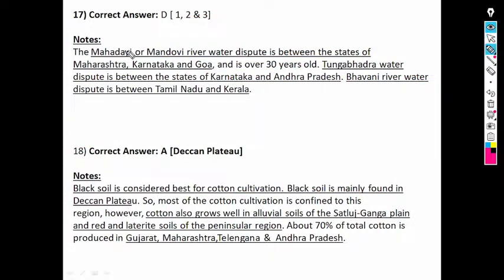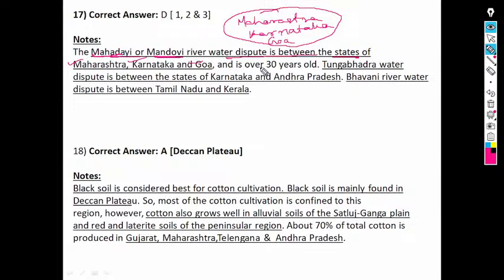Next question. The Mahadai or Mandovi river water dispute is between the states of Maharashtra, Karnataka and Goa, and it is over 30 years old.